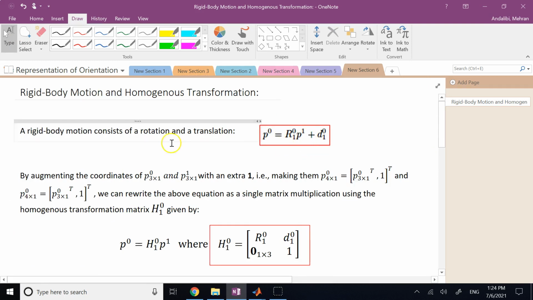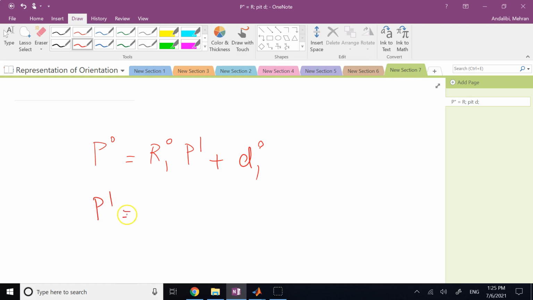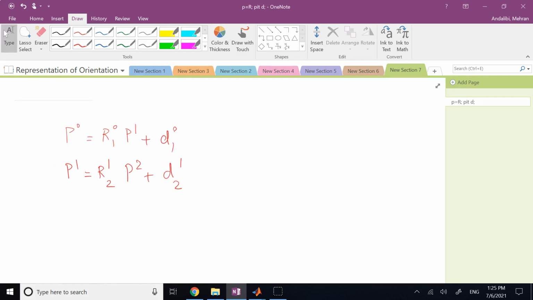The question is, if I have more than one of these, then what? Correct? So basically, I go from frame 0 to frame 1, frame 1 to frame 2, and so on. Let's say for now we just have frames 0, 1, and 2. Then I can write that P of 0 is R of 1 with respect to 0, times P of 1, plus d of 1 with respect to 0. Then I can say P of 1 is R of 2 with respect to 1, times P of 2, plus d of 2 with respect to 1. Yes? So these are the two rigid body motions from 0 to 1 and then from 1 to 2.